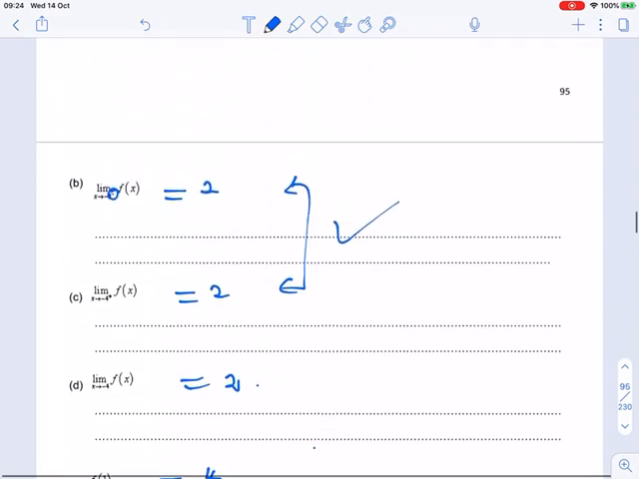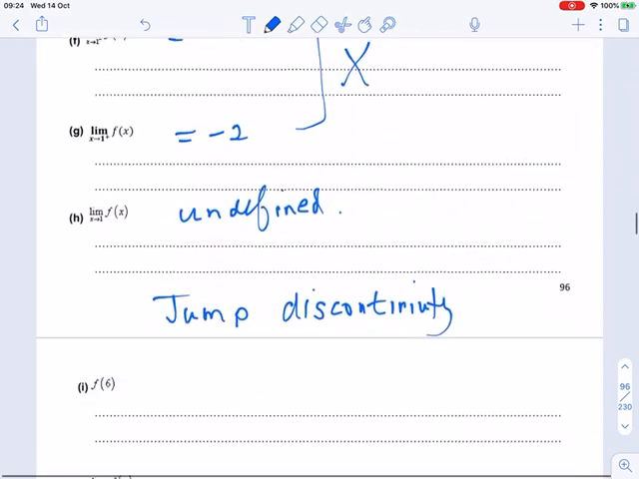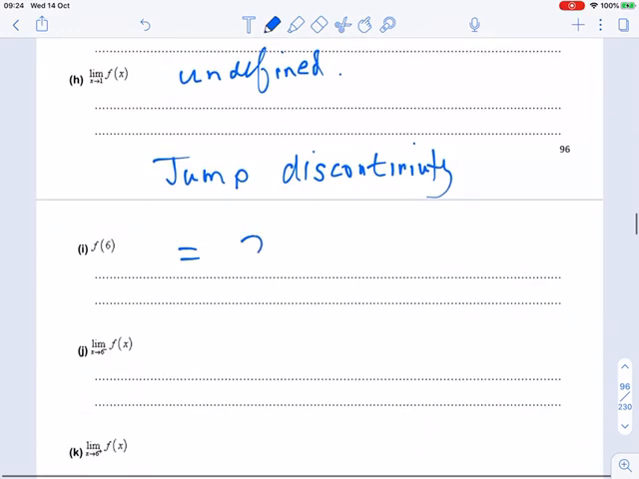f of 6 was 2. All right, f of 6 is 2. So please, limits is such an important topic, and the basics to understand it is so important for our future.